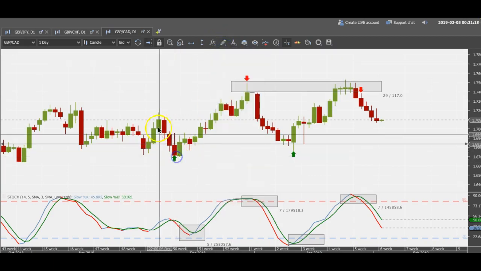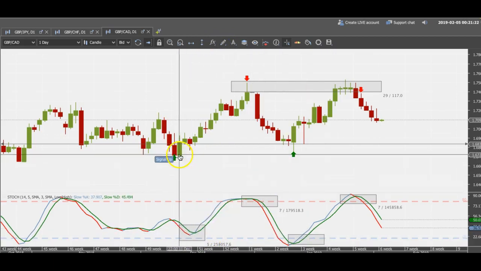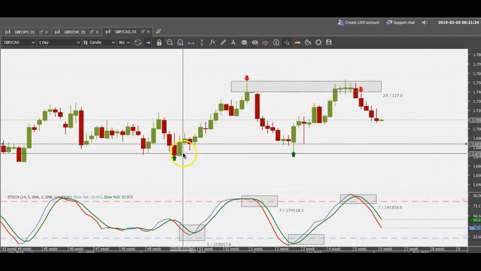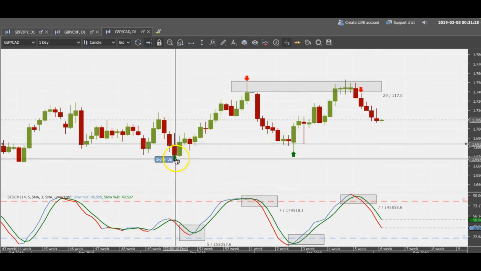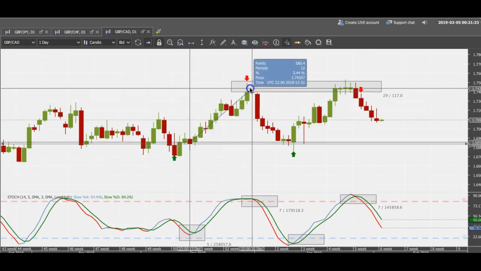And again, I need 3 reasons to take a trade. I need stochastics to be oversold. I need a reversal candlestick pattern. And I need for the next candle to close above this bullish engulfing candle. And it did. And look, this thing just shot up 580 pips.